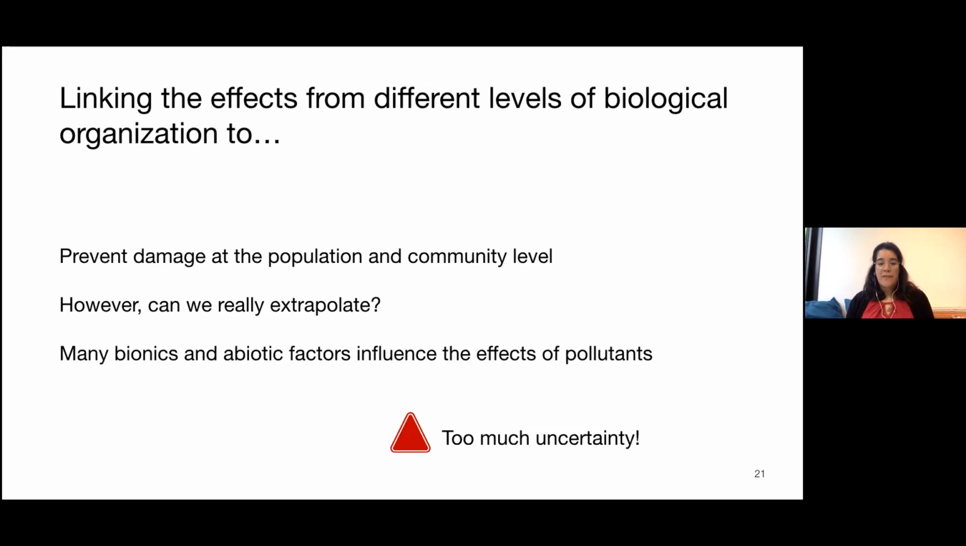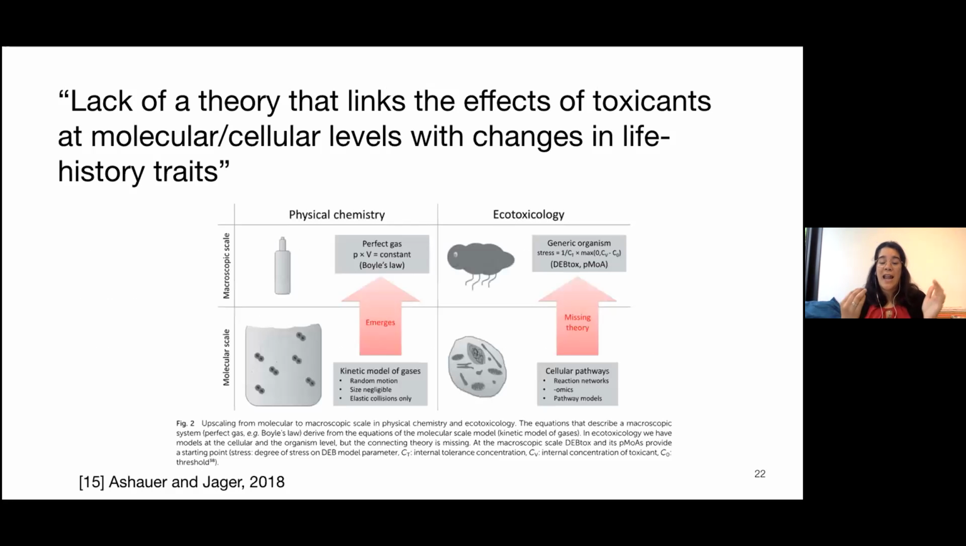And the question that we have to ask ourselves all the time is, can we really extrapolate? Most of the time we have to say no, because many biotic and abiotic factors do influence the effect of pollutants, and then there is too much uncertainty. Extrapolating is not straightforward, because we don't have a theory that allows us to link the effects of toxicants at molecular and cellular levels to changes in life history traits. This is an example from a Roman Square paper that, I think, changed my life, because it illustrates pretty easily the problem that we face in ecotoxicology.